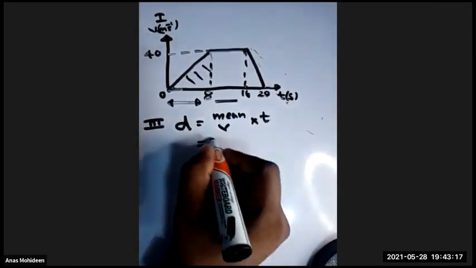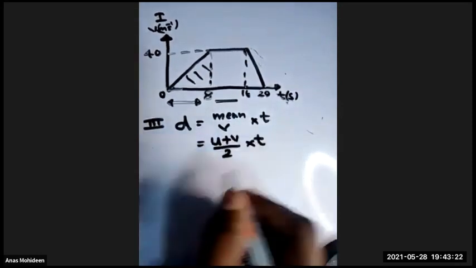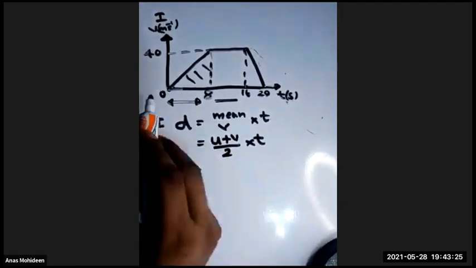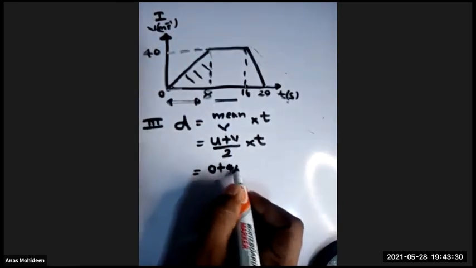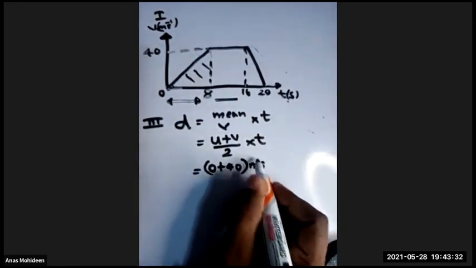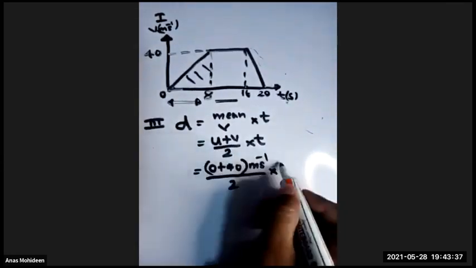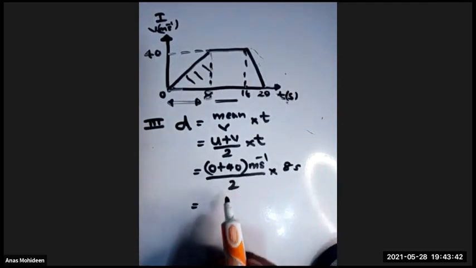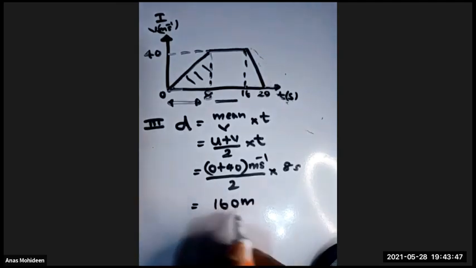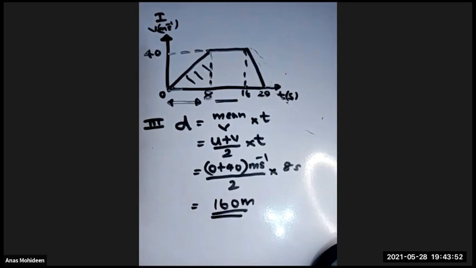So two different velocities means we have to find the average. How do you take the average velocity? U plus V divided by 2, then multiply by the time taken. What's U here? Starting velocity 0. What's V? Final 40. So 0 plus 40 m/s divided by 2 to get the average, multiplied by the time taken, 8 seconds. 40 divided by 2 is 20. 20 times 8 is 160 meters. So the displacement during the first 8 seconds is 160 meters.